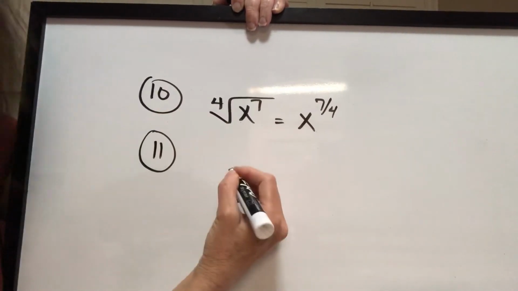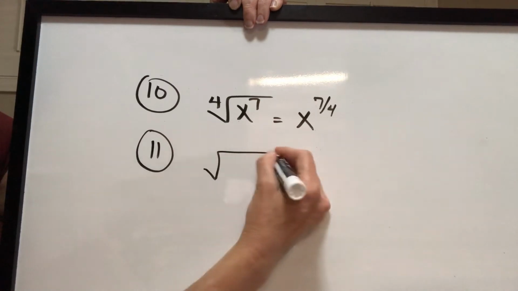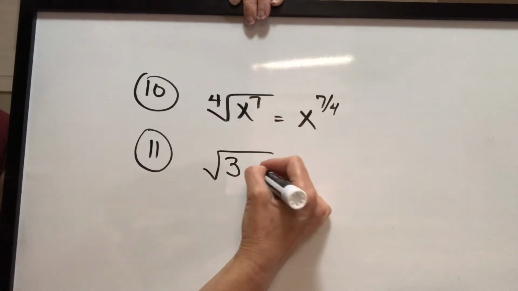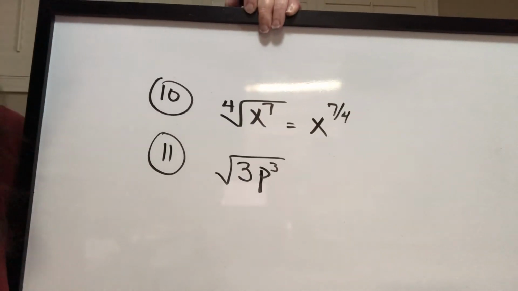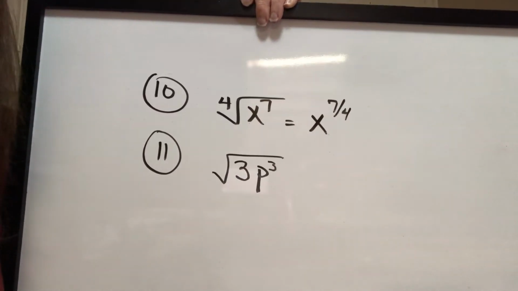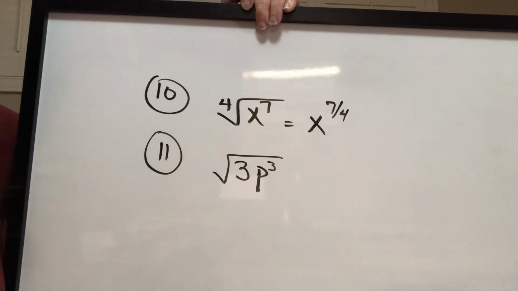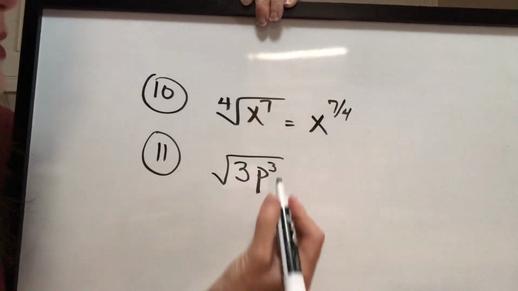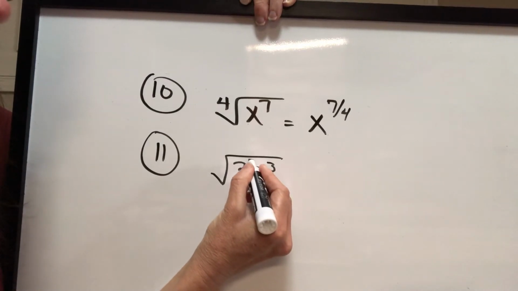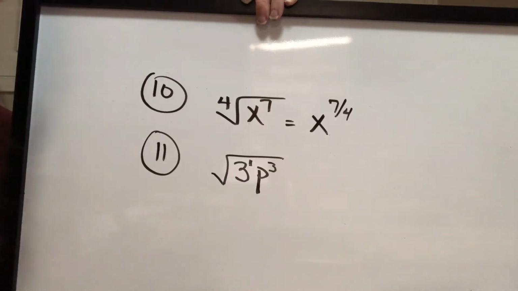On number 11, this is a square root of 3 and then p cubed. Okay, so we've got 2 numbers inside of the radical. So you have to think of the 2 numbers separately. So let's look at the 3 first. So the 3 doesn't have an exponent, so that would imply that the exponent is a 1. 3 to the first is 3.